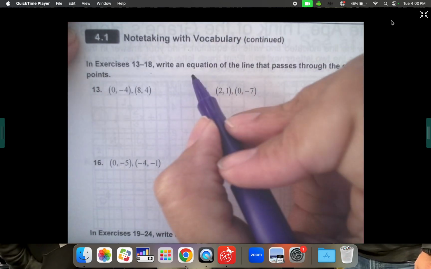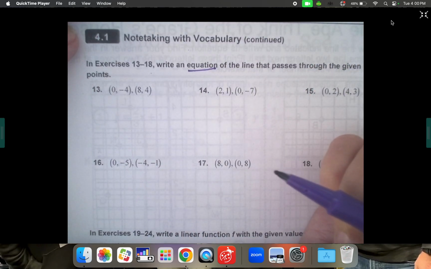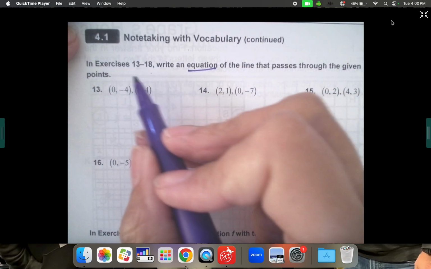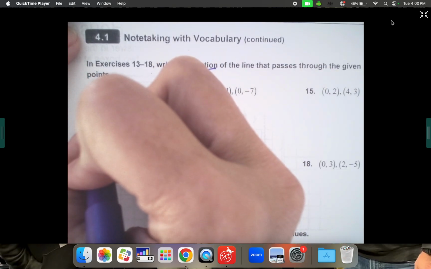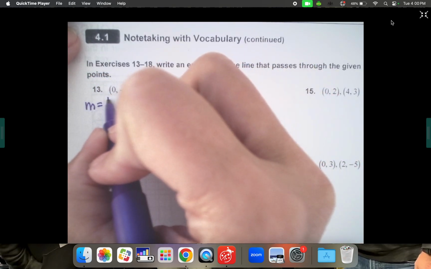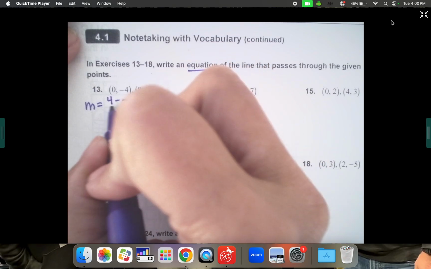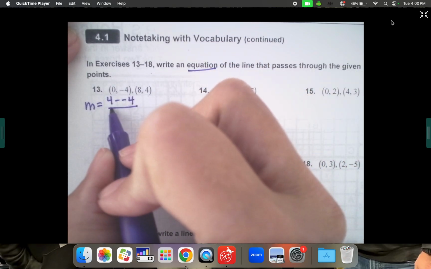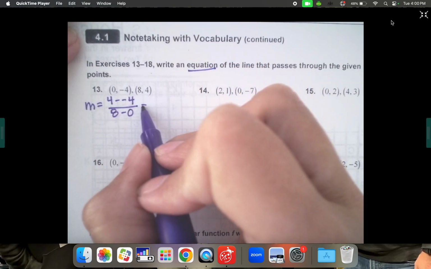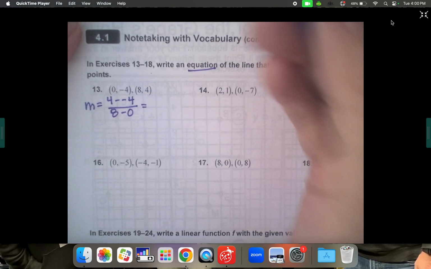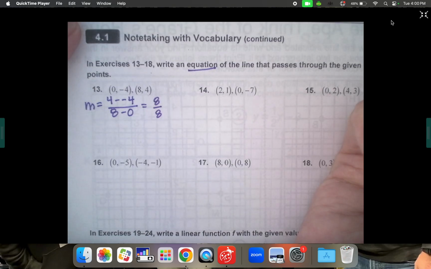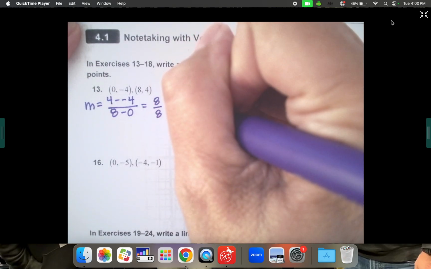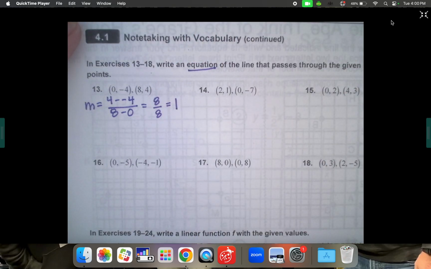Okay, for this one, you're writing an entire equation. You have to start with your slope, y2 minus y1 over x2 minus x1. So let's do that first. 4 minus -4 over 8 minus 0. 4 minus -4 is 8. 8 minus 0 is 8. Any number over itself simplifies to 1.